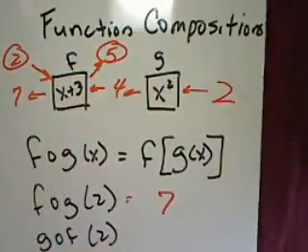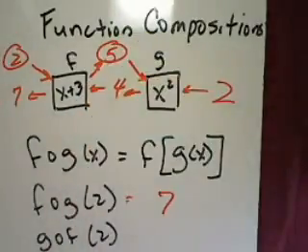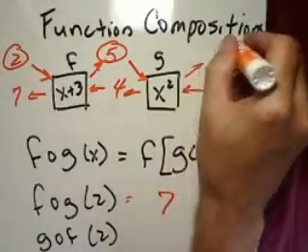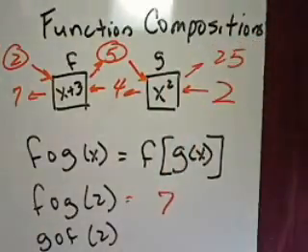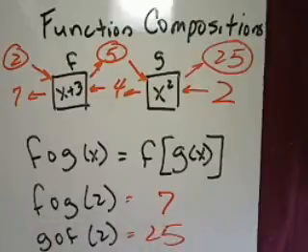All right, so what is g of 5? That means take the 5, plug it in for the g, and I'm going to get 5 squared, which is 25. Now notice that these processes are not commutative, okay? 7 is not equal to 25. Okay, hopefully that makes sense.